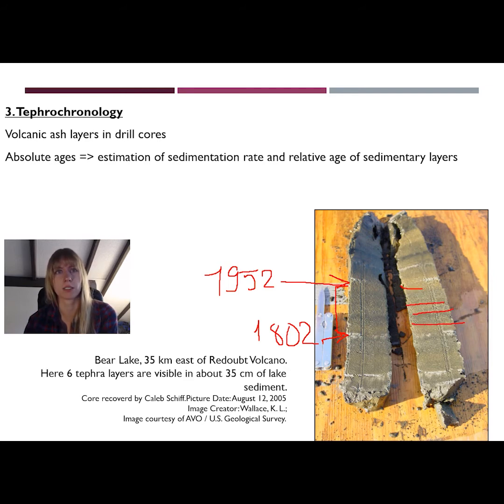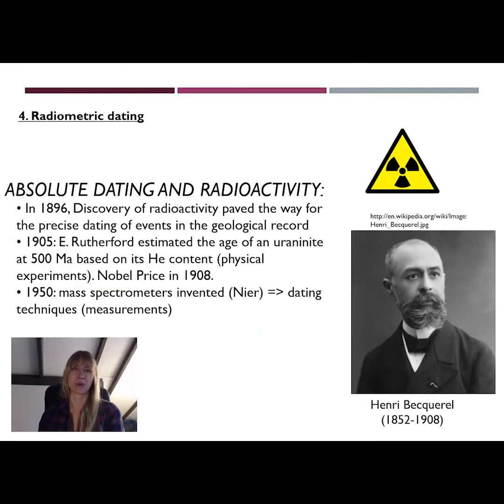Here's what deposited when, and here's how long it took for that to happen, which is pretty nice. Okay, and then we get to radiometric dating. So radiometric dating is basically the absolute dating of something using radioactive material.